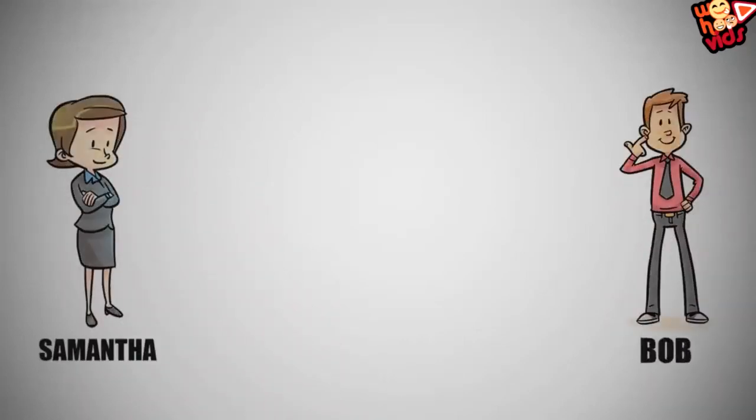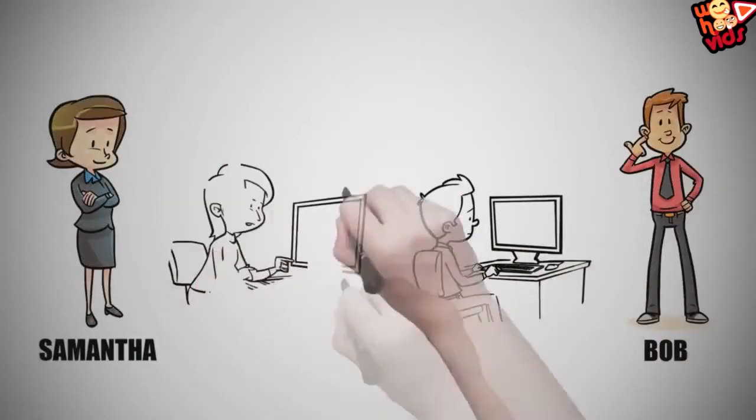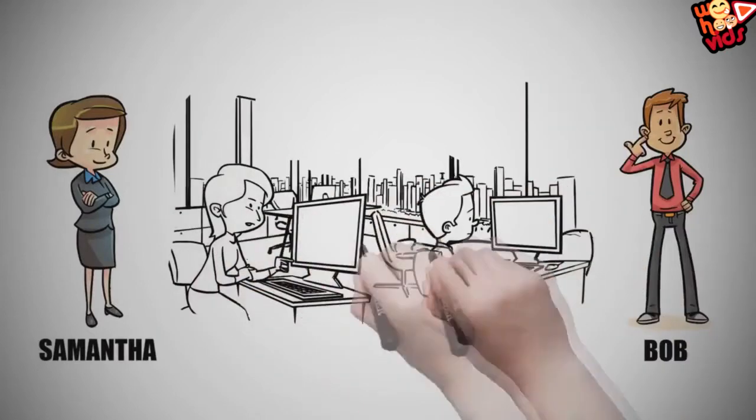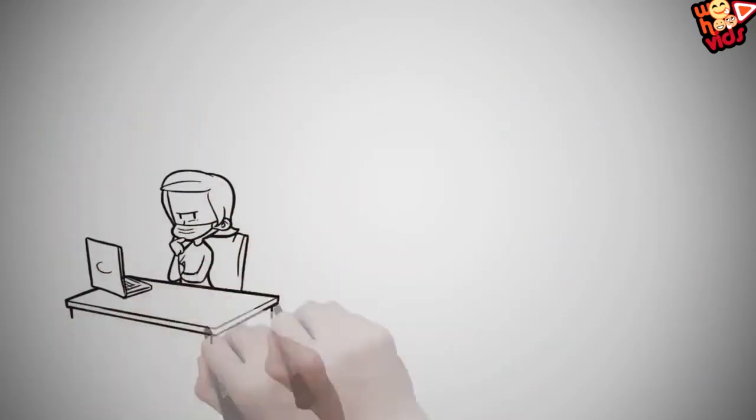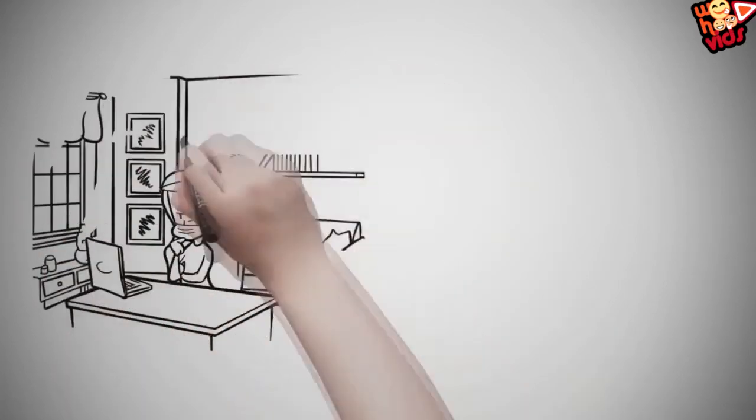Meet Samantha and Bob. They both work for Checkpoint at the Tel Aviv headquarters. They both have a local workstation at the office, but these days they need to work from home. To work, they must get access to their workstation desktop at the office.